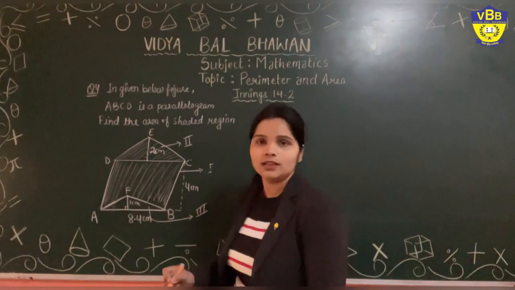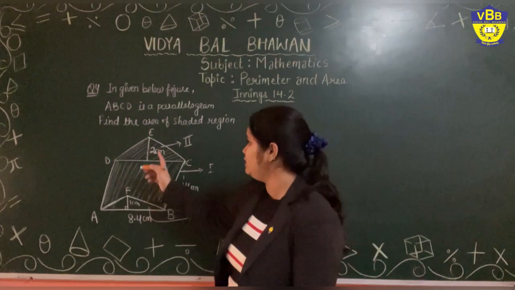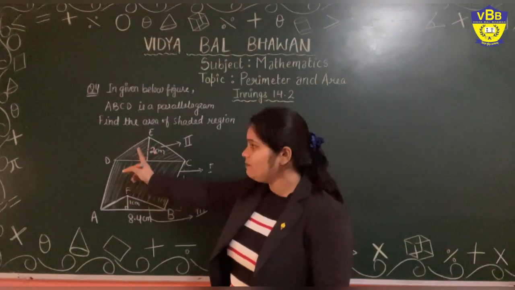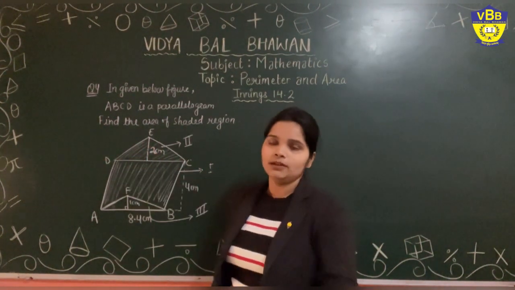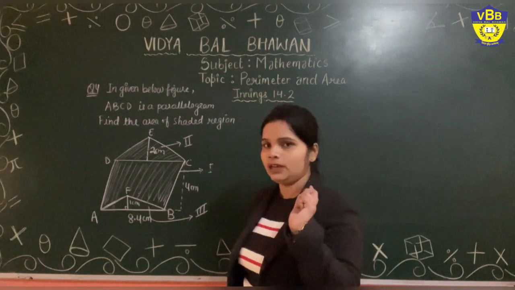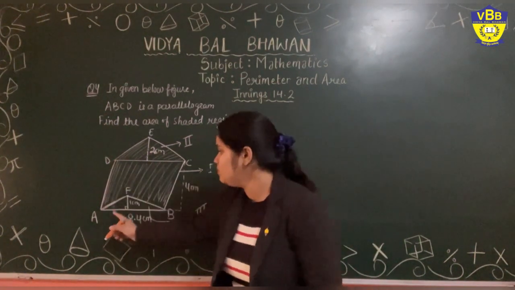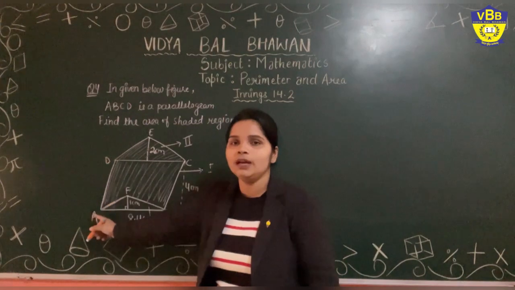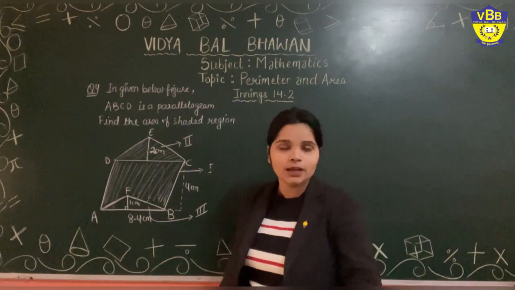In that case, what we need to do, we need to find this area. I can find the area of this triangle by the formula half into base into height. I can find the area of this complete parallelogram ABCD by the formula base into height.